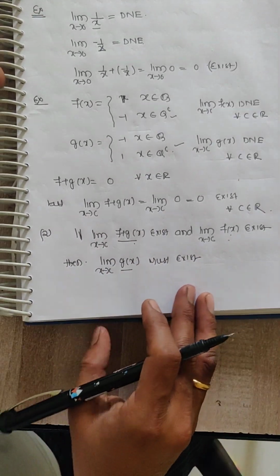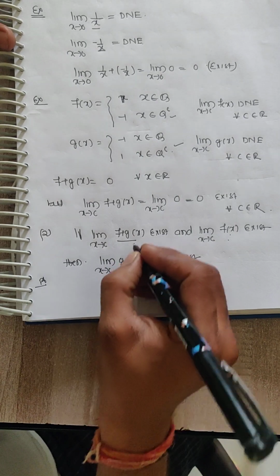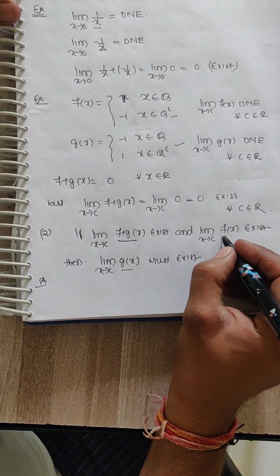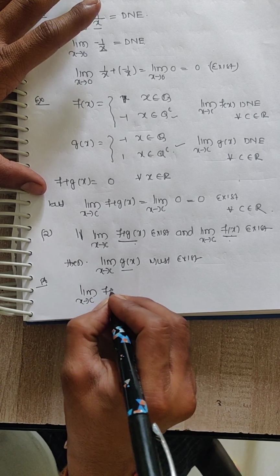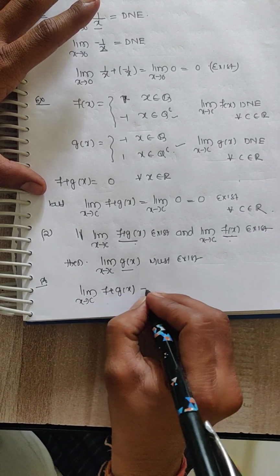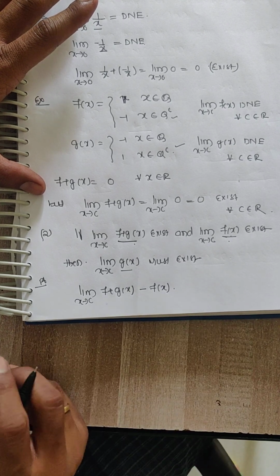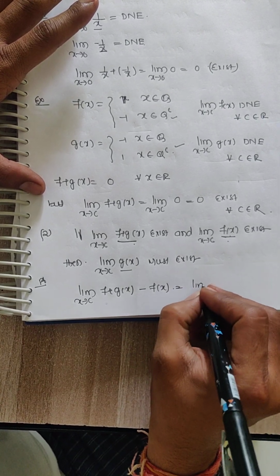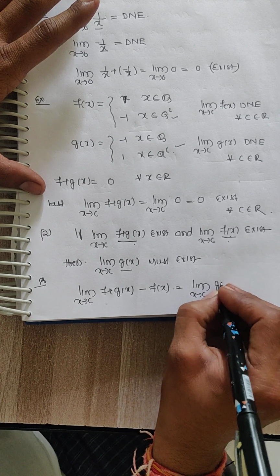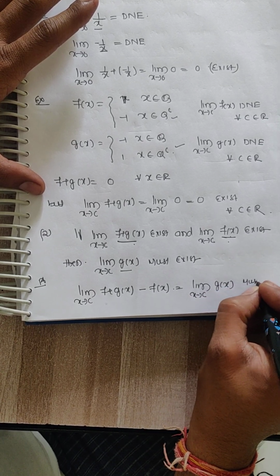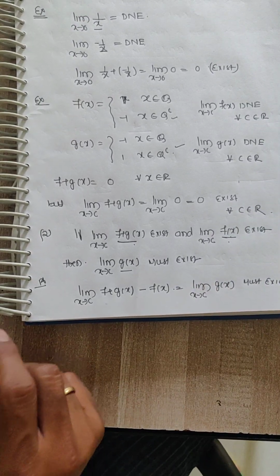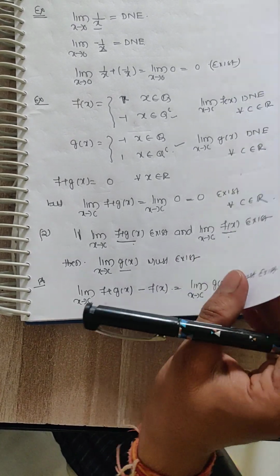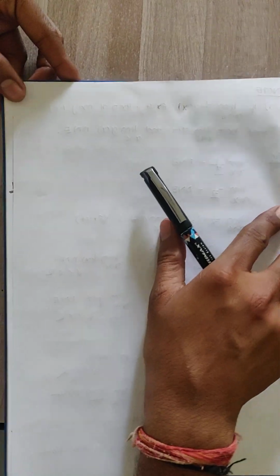How do we prove this one? Look, it is a very simple proof. The limit of the sum exists, the limit of f(x) exists, that is, the limit as x tends to c of (f plus g)(x) exists and f(x) exists. Then the subtraction also exists. That is nothing but the limit as x tends to c of g(x) must exist. Okay, so next we'll see another example for the algebra of limits, for the product.